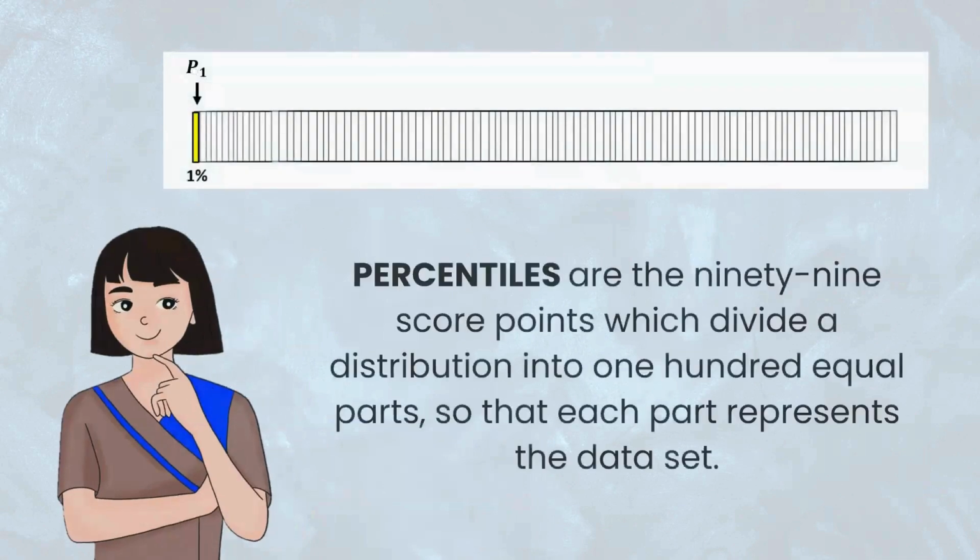So what is a percentile? Percentiles are the 99 score points which divide a distribution into 100 equal parts so that each part represents the dataset. So in the illustration in here, we have percentile 1.